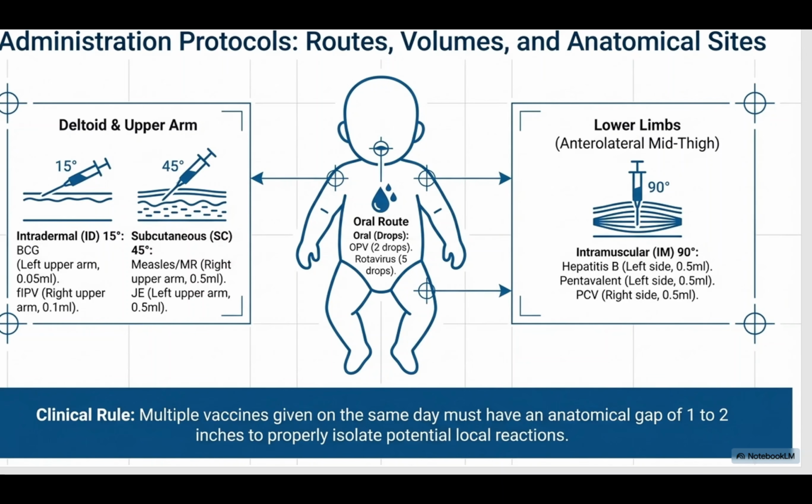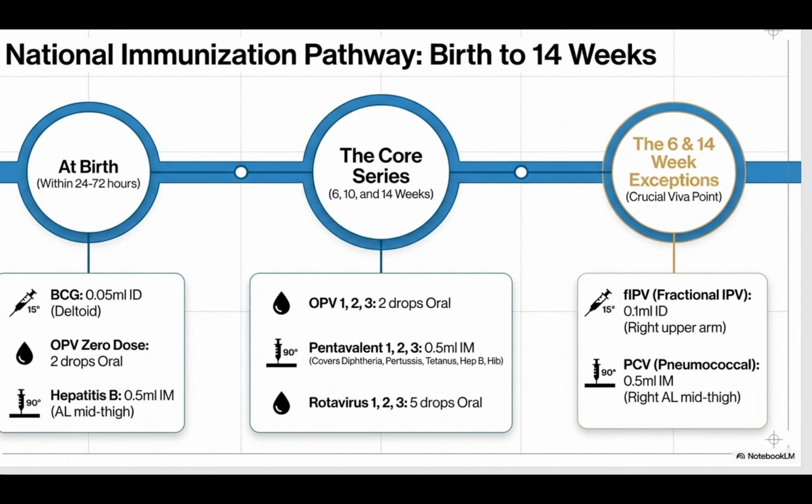Measles and measles containing vaccines and JE are administered subcutaneously. Measles is put in the right arm and JE in the left upper arm.